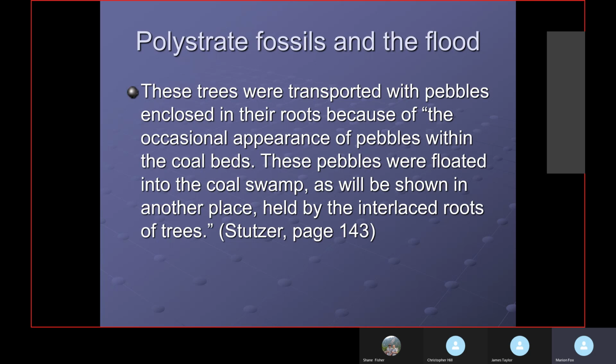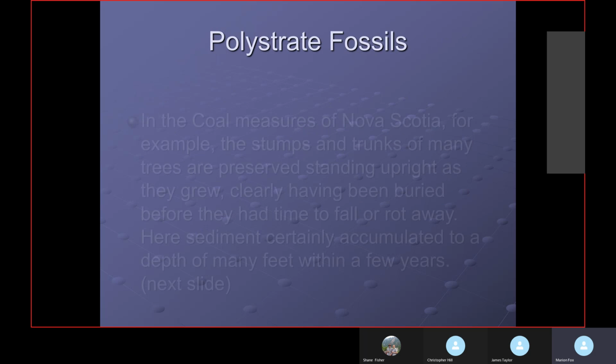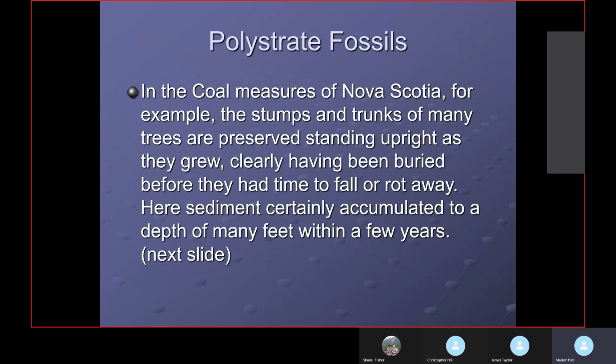These trees were transported with pebbles enclosed in their roots, because of the occasional appearance of pebbles within the coal beds. These pebbles were floated into the coal swamp, as will be shown in another place, held by the interlaced roots of trees. So the trees were uprooted and the pebbles carried with them and deposited in the coal seams. In the coal measures of Nova Scotia, for example, the stumps and trunks of many trees are preserved standing upright as they grew, certainly having been buried before they had time to fall or rot away. Here, sediment certainly accumulated to a depth of many feet within a few years.